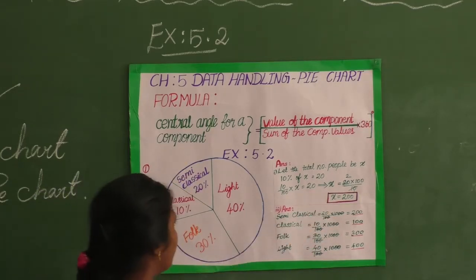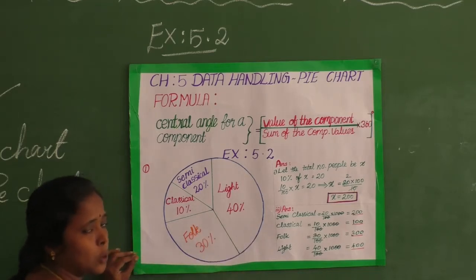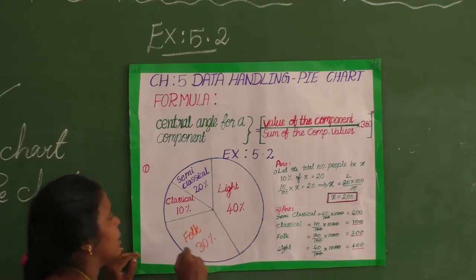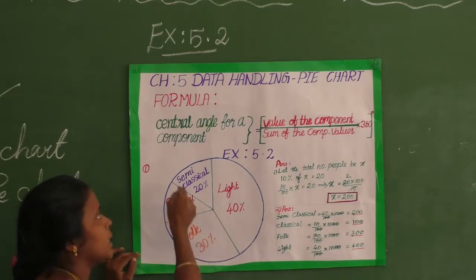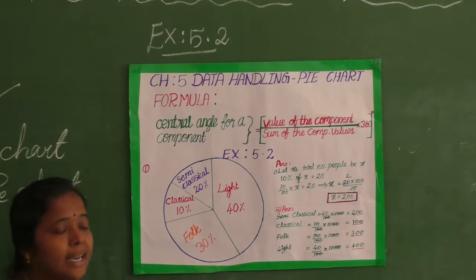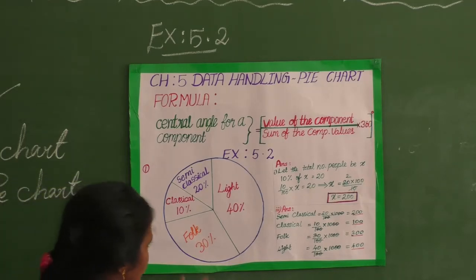200. Okay, that means now we have to find that the company has to produce 1000 CDs. That means in each category, in light music, in folk music, in classical music, in semi-classical, in each category, how many cassettes are to be produced by the company? This is the question. So what to do?